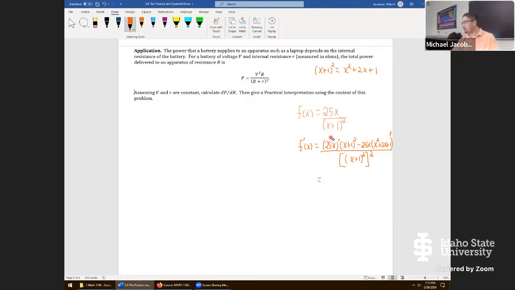The derivative of 25x is 25, multiplying x plus 1 squared. On this one, we'll copy a negative 25, but then the derivative on this one will turn it into a 2x plus 2. Next, the denominator becomes x plus 1 to the power of 4 altogether. We would do more steps to simplify it, but as far as the analogy goes, this is where the calculus will end. And so let's go back over here and try it on the larger one.